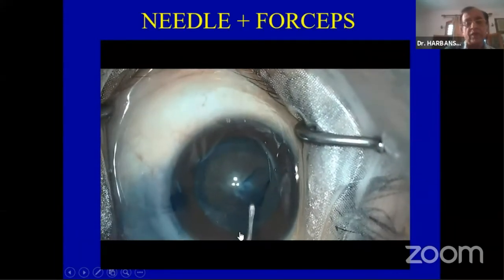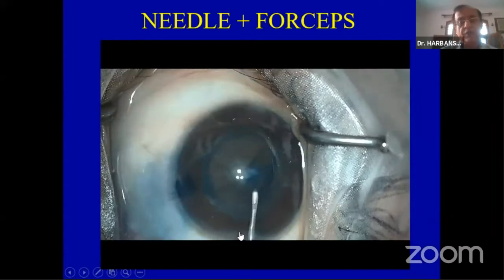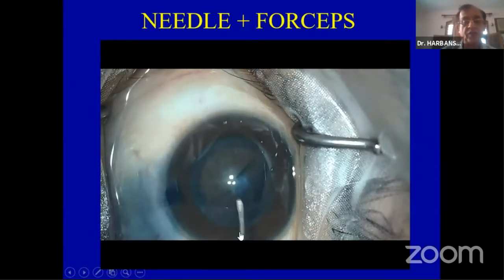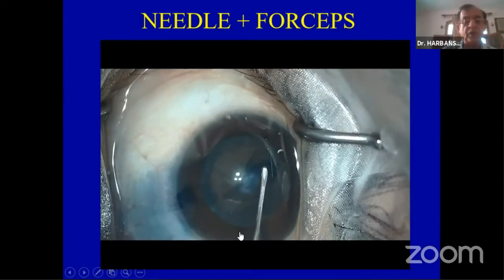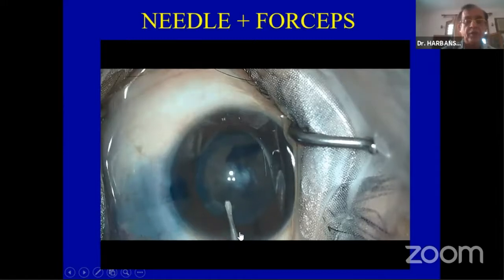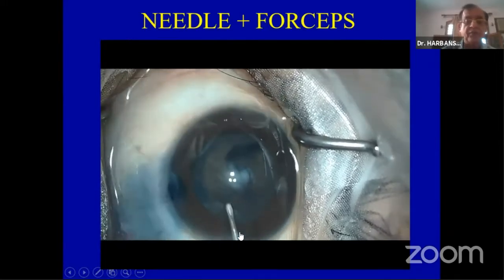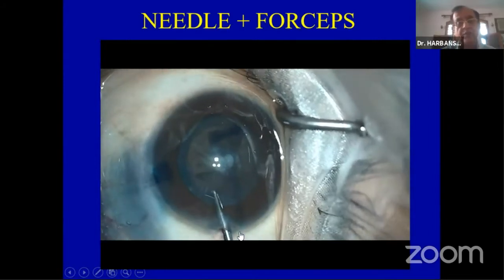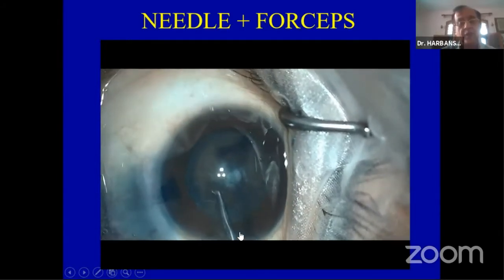So this is the reason that we need to practice both types of rexis, whether it is with the needle or the forceps. You can see that I am trying to pull it, but I'm not able to do it. And I place the capsule always in the center. Keep on putting the cut capsule into the center instead of keeping it in the periphery. So now I'll go with the forceps and then complete the rexis.